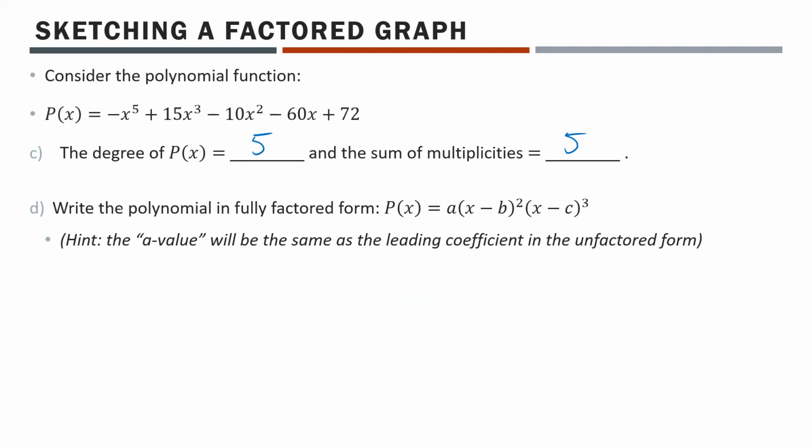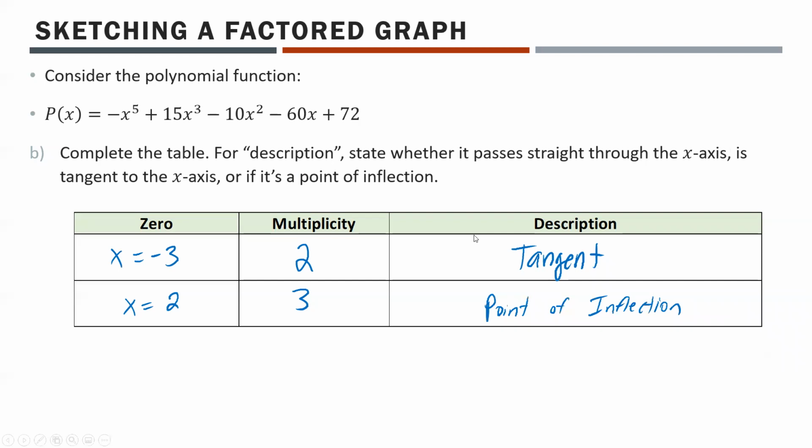Last question here, write the polynomial in fully factored form. So in other words, write it as p of x equals a, that's a leading coefficient, times x minus b squared times x minus c cubed. So there's our multiplicity of 3 and our multiplicity of 2. Well, because we had x-intercepts of -3 and +2, these are what's going to make your binomial equal to 0. So if we had some binomial equal to 0 when x is -3, that would mean we'd have to have a +3 attached to it as well.